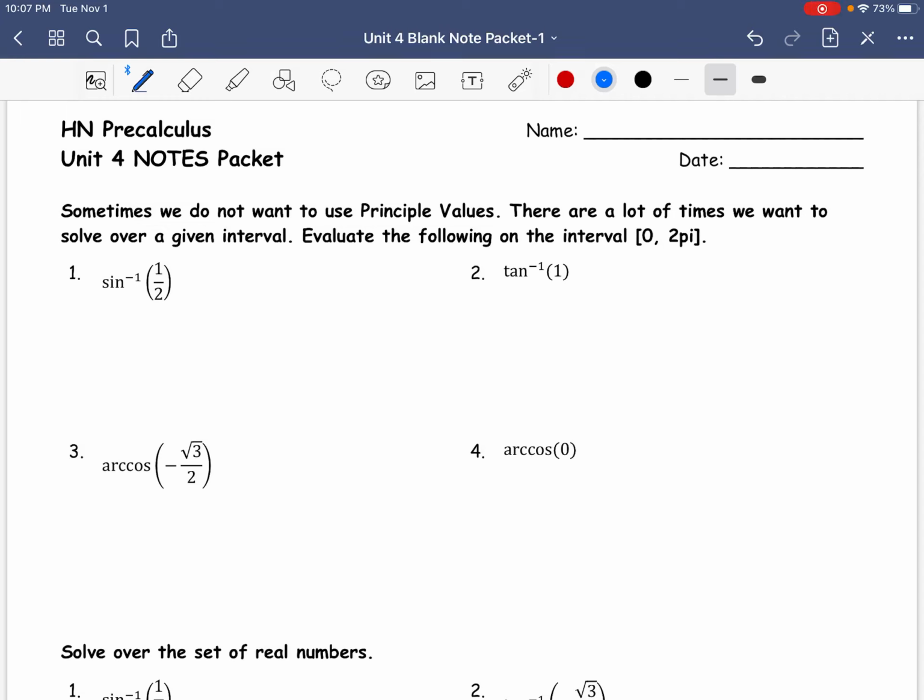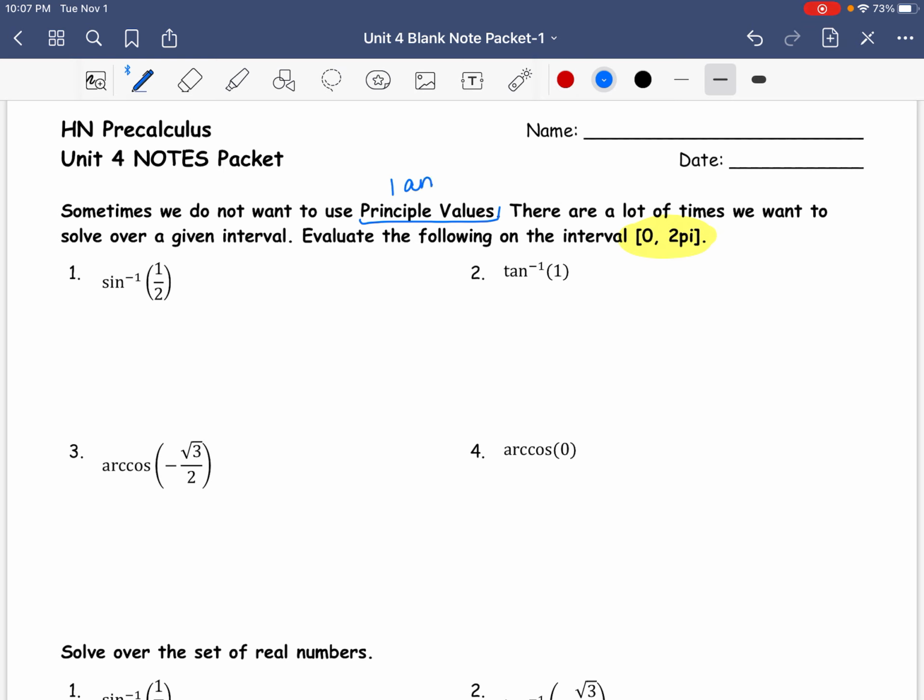All right, guys, this is the second part of our two-part video. I just moved on to the next page in the notes. And this part says sometimes we don't want to use principal values. And so there's a lot of times that we want to solve over a given interval. And in these problems, it says find all the answers between 0 and 2 pi.